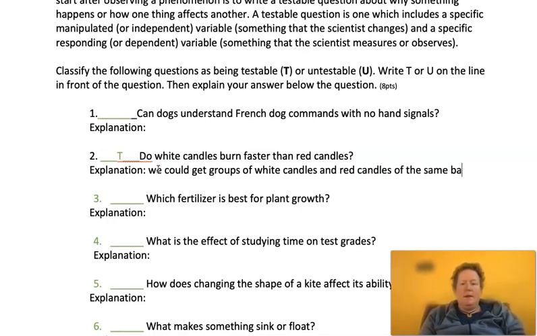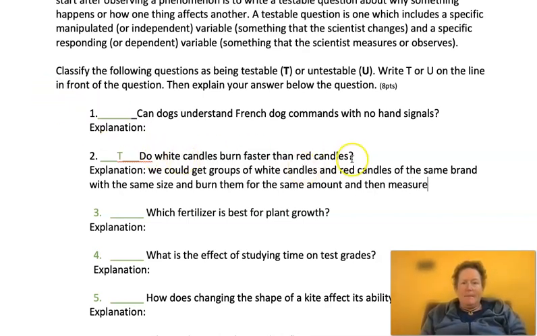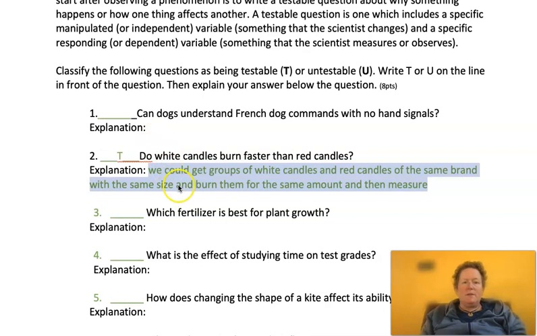of the same brand with the same size and burn them for the same amount of time and then measure. Or we could just burn them all the way down and time how long it takes for the candle to burn all the way down so there's no candle left. That's a pretty testable question. It's not super specific, but we made it a little bit better. We added the word red to pick a specific color.